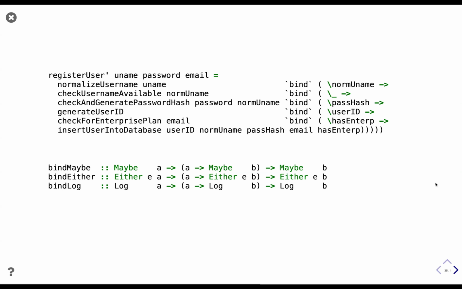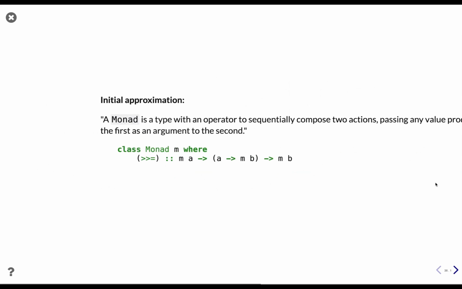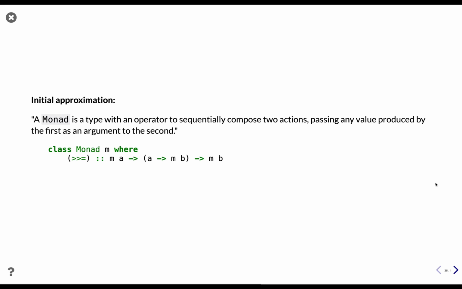This seems, and it is, a pretty useful concept. So we'll create a type class to represent it. Here's our initial approximation of the monad type class definition. A monad is a type with an operator to sequentially compose two actions, passing any value produced by the first as an argument to the second.